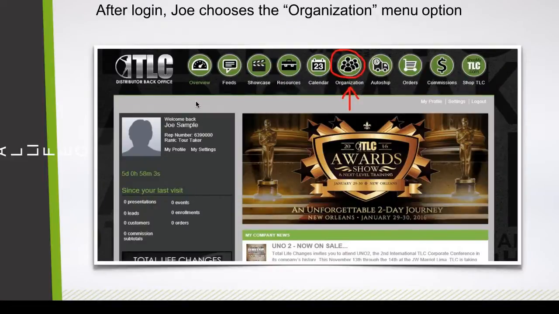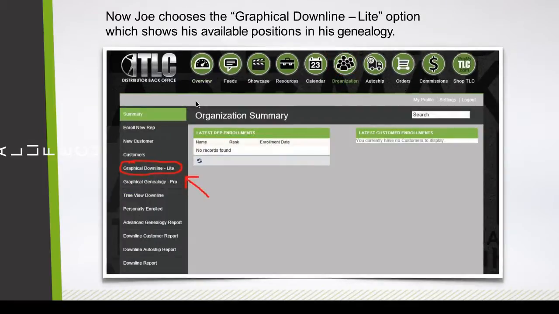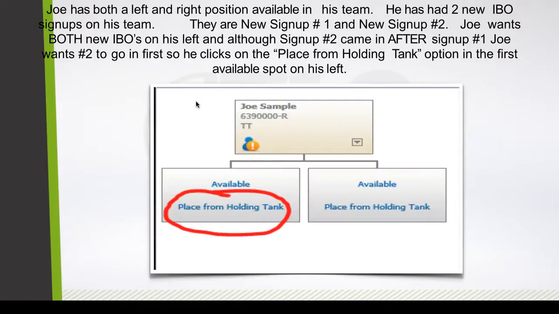What you're going to do is, once you're logged into your back office, you're going to click on Organization. From Organization, you're going to click on the graphical downline light. When you do that, it comes up looking exactly like this. So you are Joe Sample.